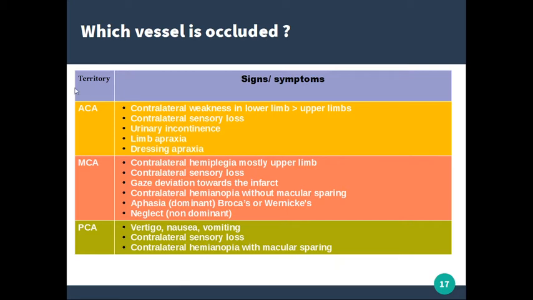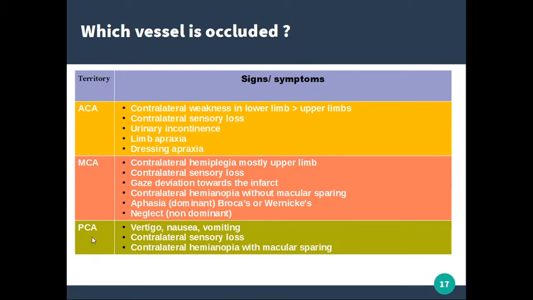Which vessel is occluded? We have 3 vessel territories: the ACA, the MCA, and the PCA. The ACA would give us a contralateral weakness in the lower limb more than the upper limb, with a contralateral sensory loss. There might be urinary incontinence and dressing apraxia. The middle cerebral artery can give us contralateral hemiplegia, mostly in the upper limb, contralateral sensory loss, and gaze deviation towards the infarct. It is important: the eyes deviate towards the lesion. There is also a contralateral hemianopia without macular sparing, neglect in the non-dominant hemisphere, and aphasia which occurs in the dominant, being a Broca's or a Wernicke's.